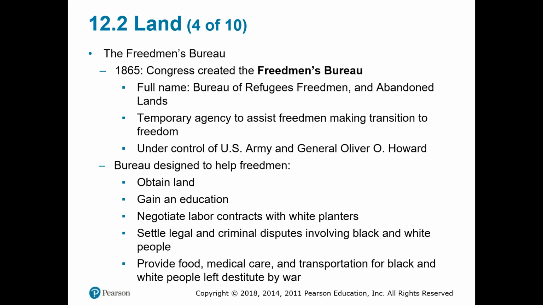Because after Reconstruction ended and federal troops were taken out of the South, there was a concerted effort to destroy Freedmen's hospitals, and a lot of the relics of the federal troops being in the South.